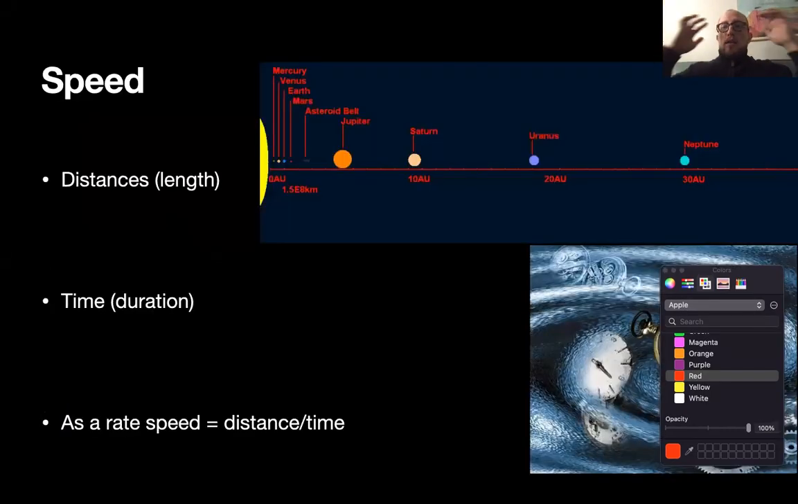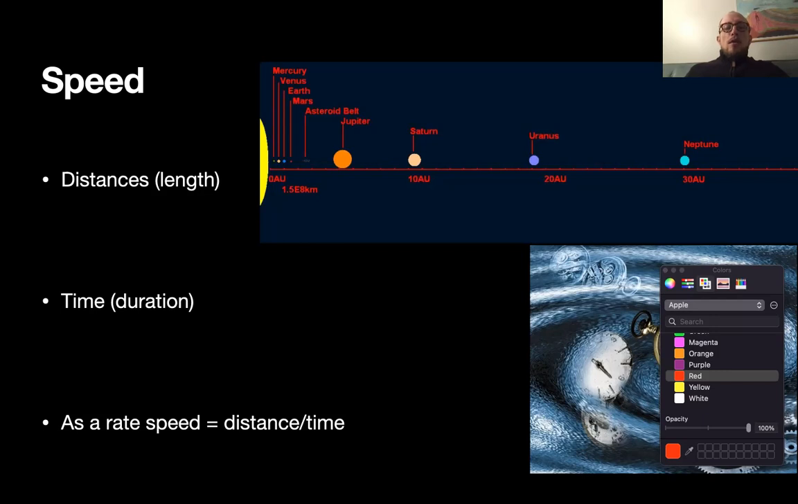So what is speed? Well, you need two pieces of information to find speed. You need to know how far you've traveled. That's the distance. You can see some distances in our solar system, just for comparison. And you need to know how much time it has taken, the duration. You have to have some sort of clock that's measuring how long things have lasted in order for you to get a speed.